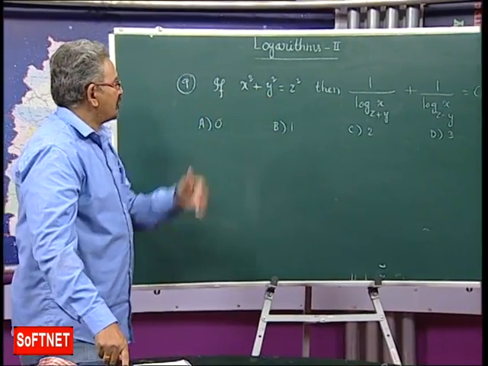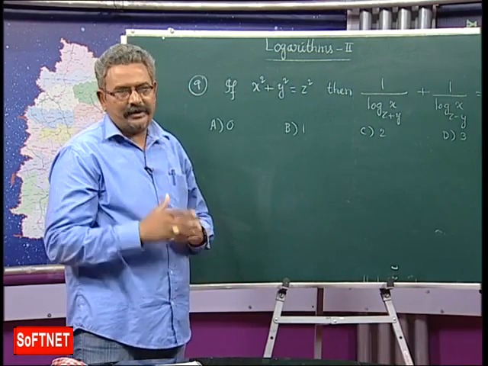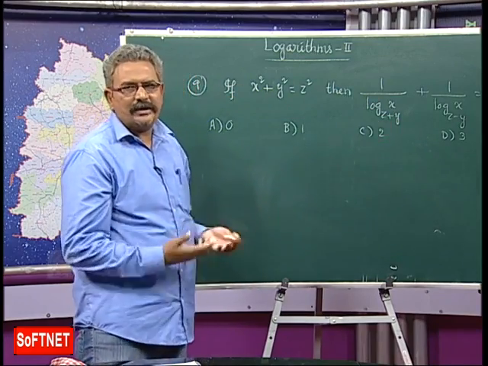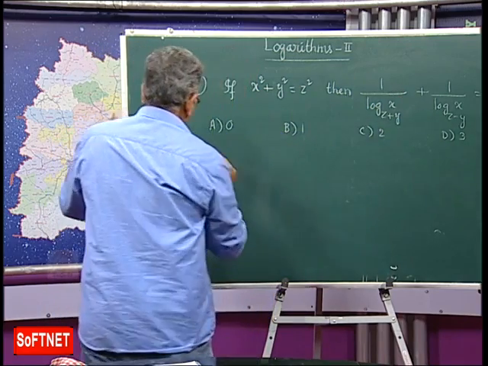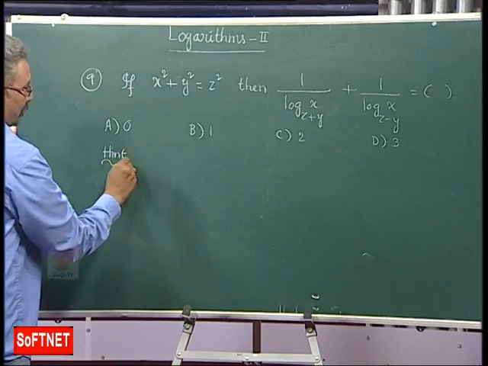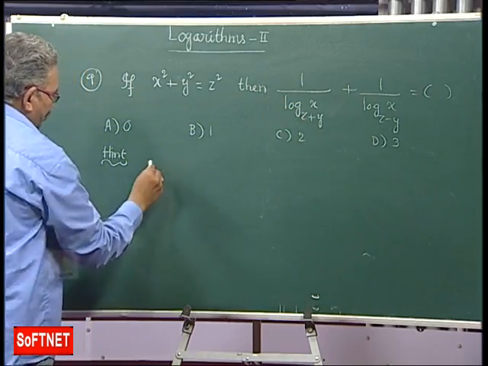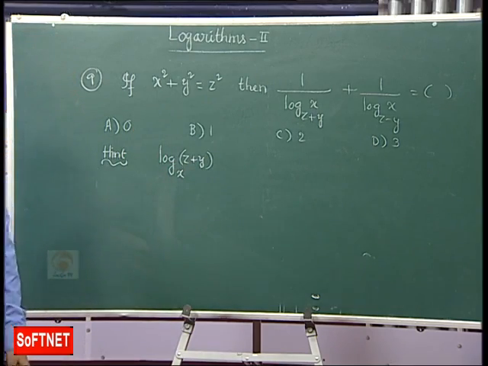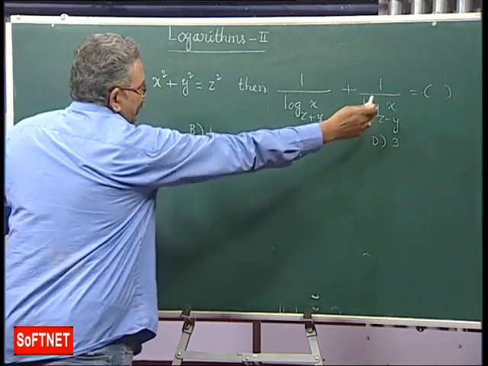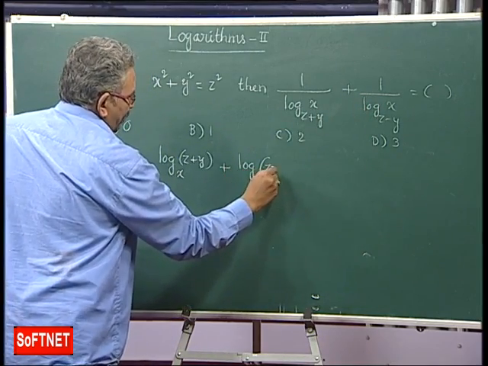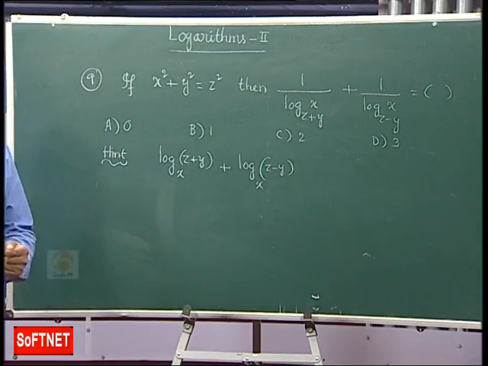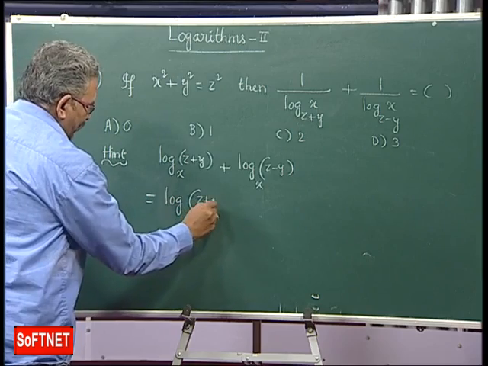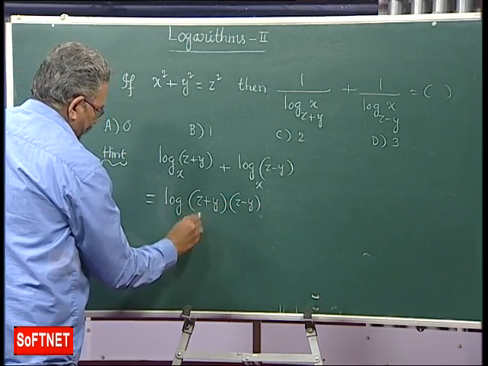Here x square plus y square is equal to z square means that x, y, z are Pythagorean triplets. So, a right angle triangle may be given and you are asked to find this one also. No problem, we can solve it. So, first let us solve this one. 1 by log x base z plus y can be written as log of z plus y to the base x, am I correct? Plus this can be written log of z minus y to the base x. So, let us write as a single logarithm. So, this is equal to log of z plus y multiplied by z minus y to the base x.